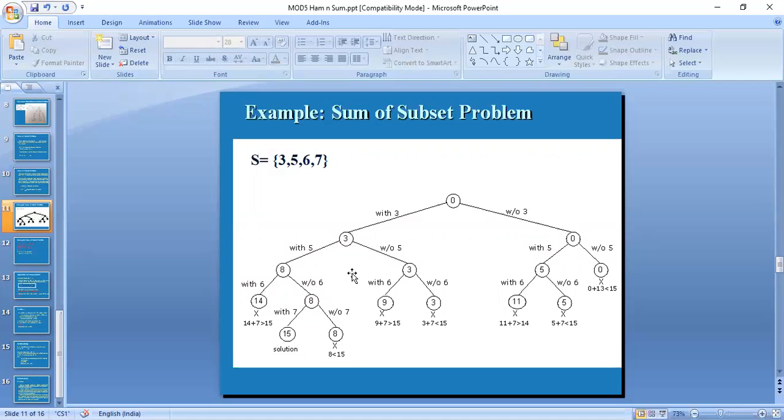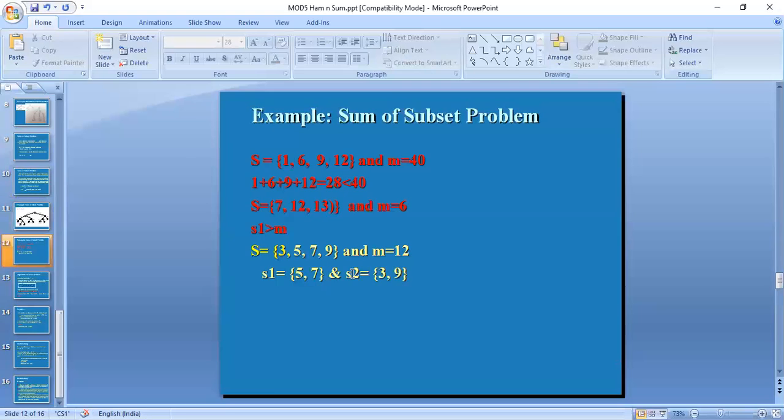In N-Queens, all the queens have to be placed. In a Hamiltonian circuit, all the vertices should be considered. But in sum of subset, we will not be considering all the items. We just get a subset. For example, here there are 4 elements. To get the solution, we have not considered all the 4. We have taken only two of them.